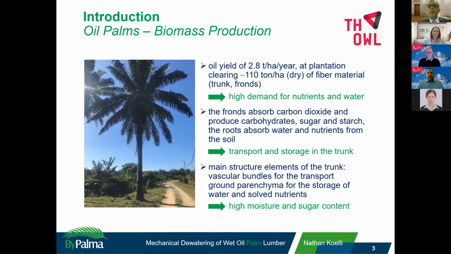The main structure elements of the trunk are vascular bundles for the transport and ground parenchyma for the storage of water and soft nutrients. Therefore, we have a high moisture and a high sugar content inside the oil palm trunk.